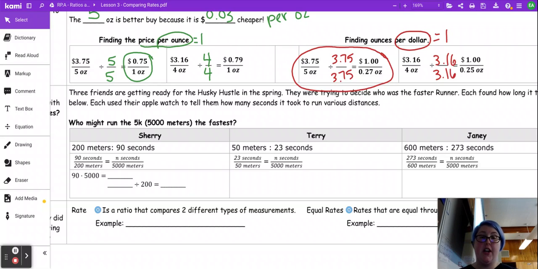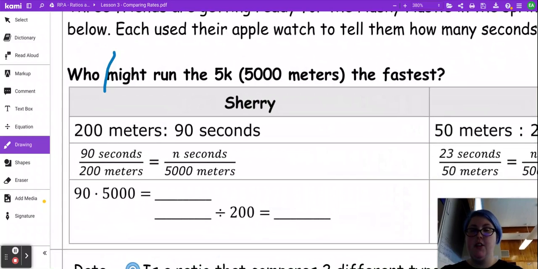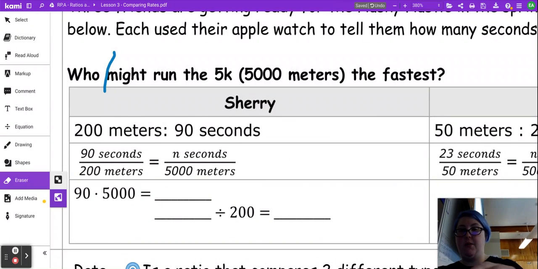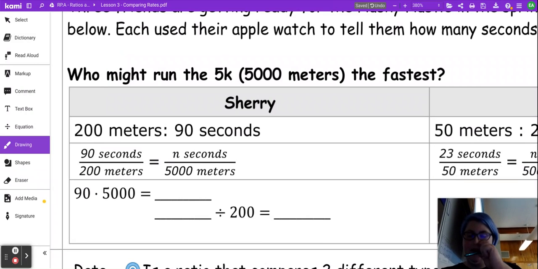So I'm going to do Sherry. Your job is to figure out Terry and Janie and come up and tell me after the video who ran the fastest. Now we know Sherry's Apple Watch said that she ran 200 meters in 90 seconds. So just like we learned last lesson, we are going to cross multiply.